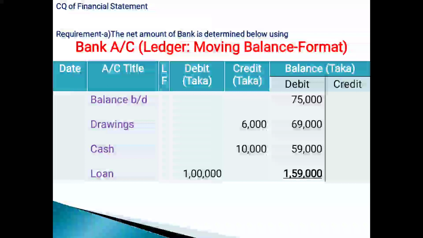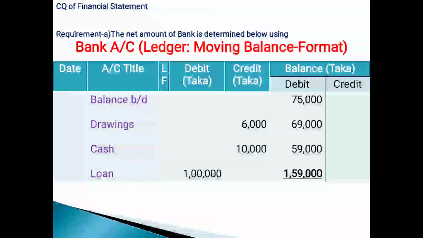So at this moment balance is Taka 75,000 minus 6,000 equal to debit balance of Taka 69,000. Another adjustment is given, withdrawal from bank for a business or for office. In this transaction, cash account debit, bank account credit. For this transaction, bank account also credit. So 10,000 is credited, opposite account is cash, written in account title, and Taka 10,000 is credited. At this moment, 69,000 minus 10,000 is equal to Taka 59,000 debit balance.